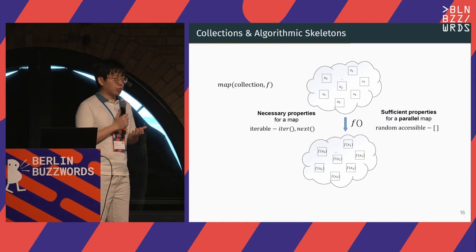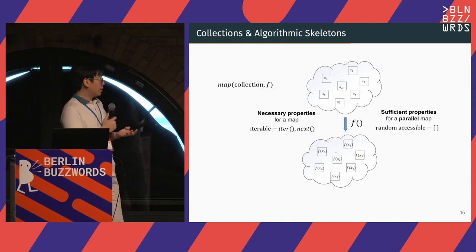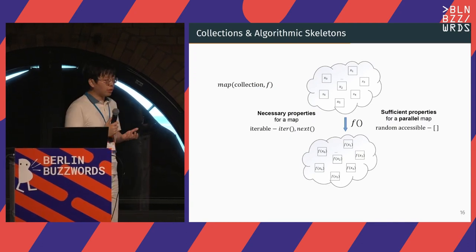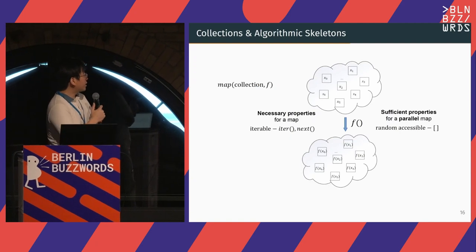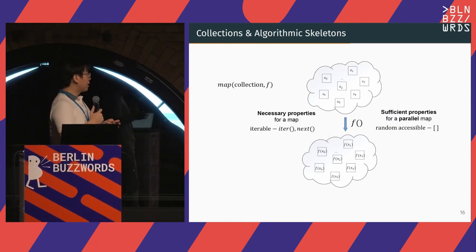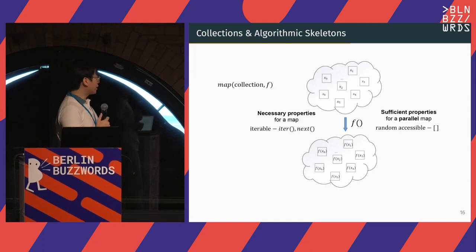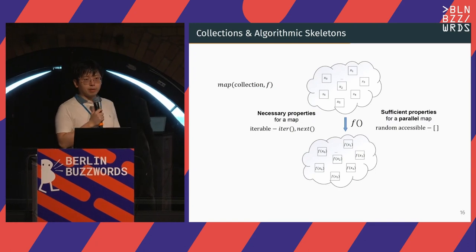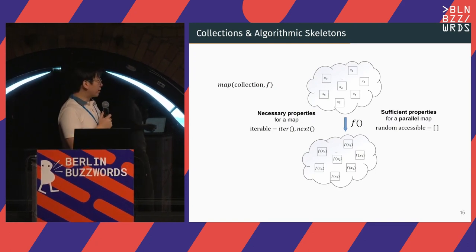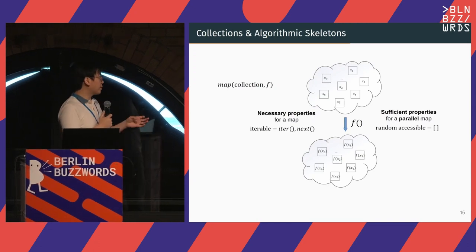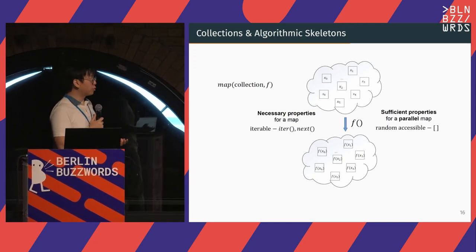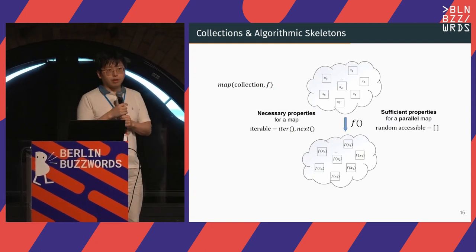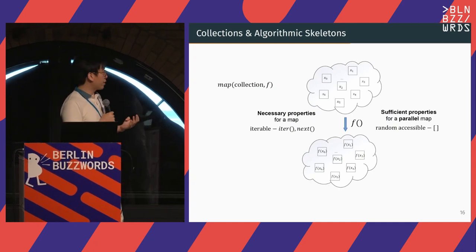So we proposed to do a pre-compile type check based on the properties. For example, for a map, the necessary properties should be iterable, and they should have iter and next functions. But if we would like to do a parallel map, we need random access to the elements in a data collection. And there are some more checks for filter and reduce and other skeletons.